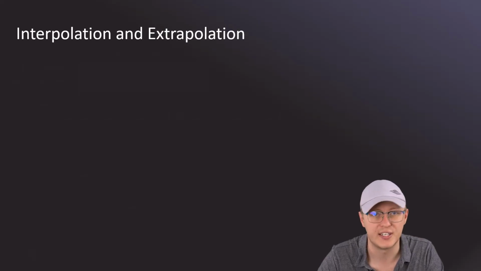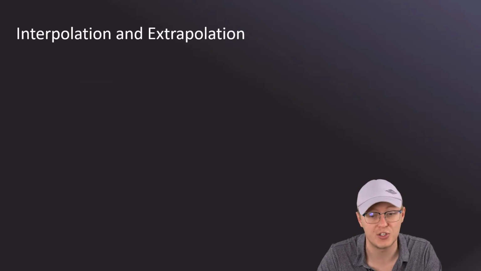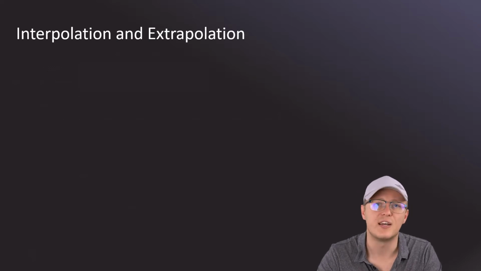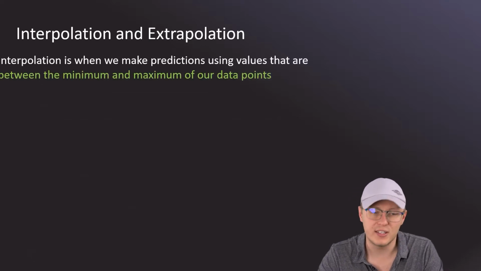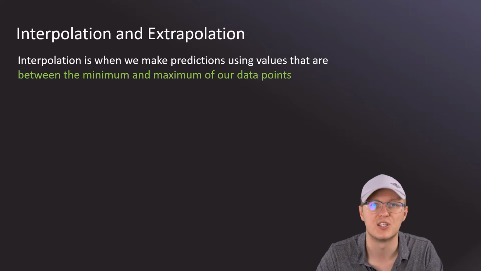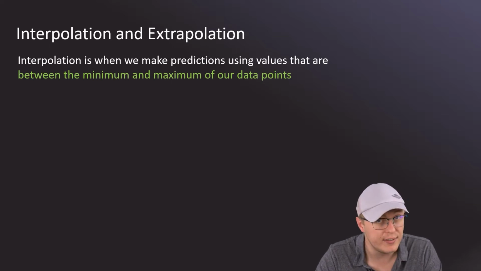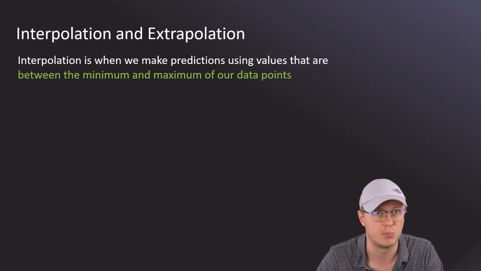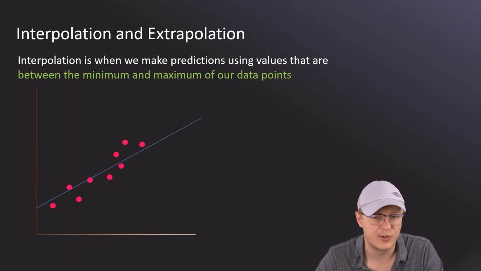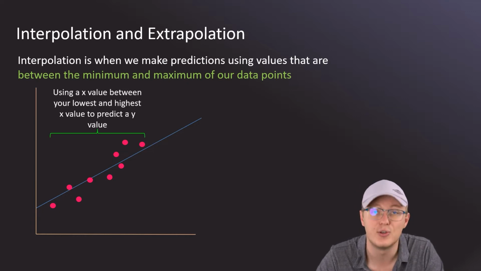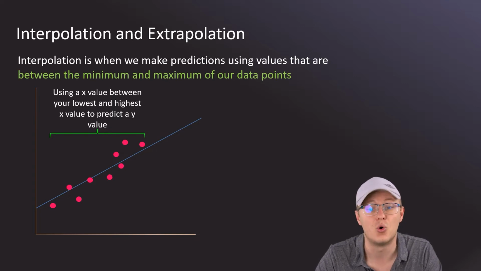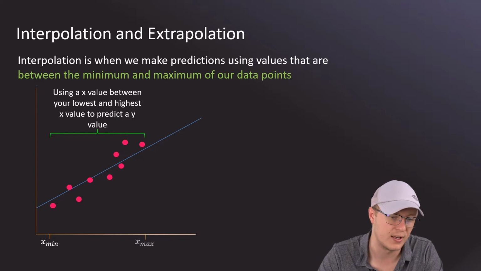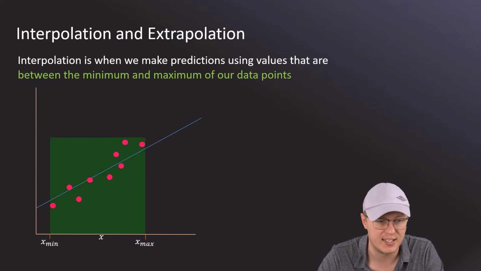Now, when we make predictions using our least squares regression line, we can classify these as either being interpolation or extrapolation. Interpolation is when we make predictions using values that are between the minimum and the maximum of our data points. Let's say, for example, that we've got this scatter plot and we use an x value that is between our lowest x value and our highest x value in order to predict a y value.